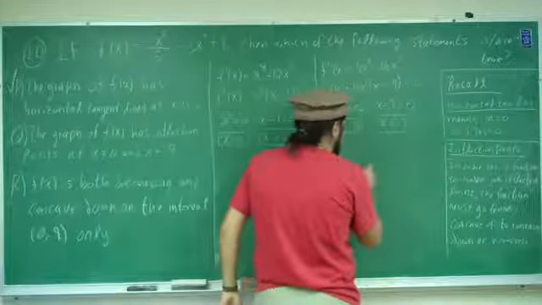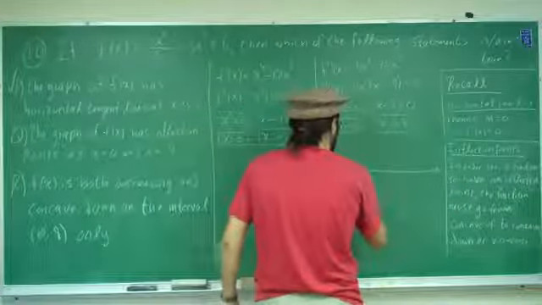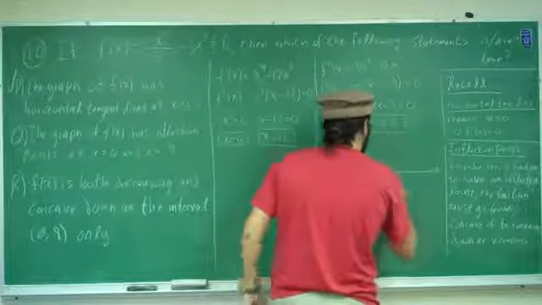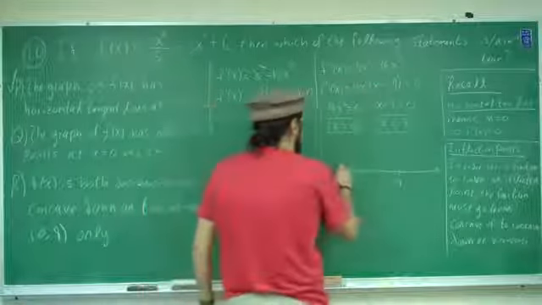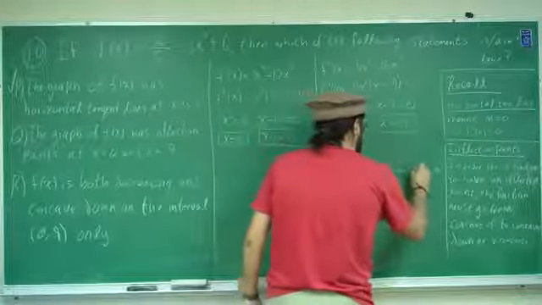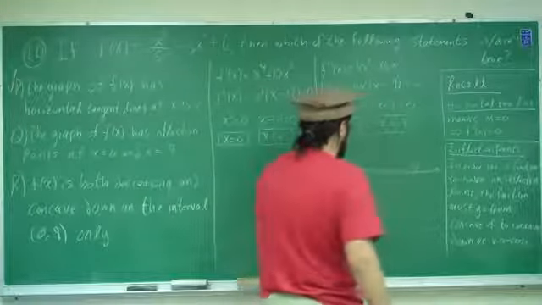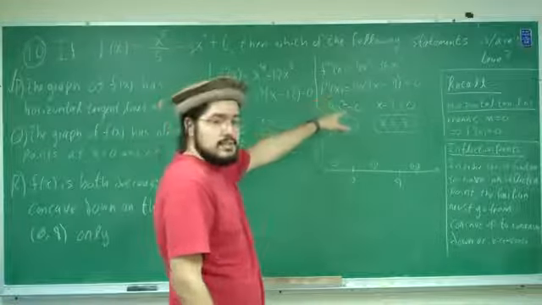Let's draw a number line so we can visually see what's going on. Go ahead and put your critical points, 0 and 9, for the second derivative, and let's do some test points. So let's pick -1, let's pick 1, let's pick 10. We're going to plug these test points into the second derivative and see what happens.